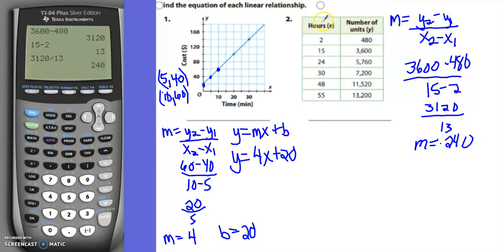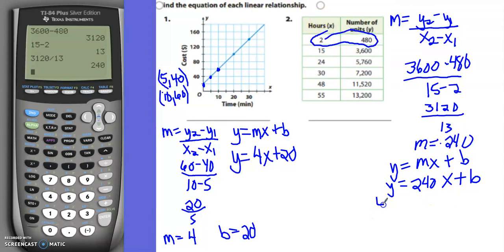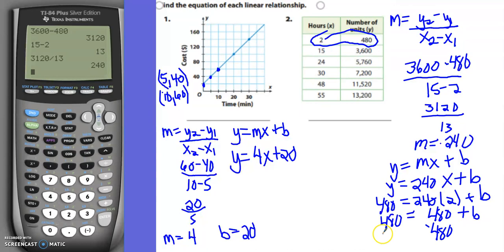It doesn't say when x equals 0, so we can do y equals mx plus b. And we can say y equals 240x plus b. Take the first ordered pair, 2 and 480. So we have 480 equals 240 times 2 plus b. 240 times 2 is 480. Then we can subtract 480 from both sides, and we get b equals 0. So if we're going to write an equation, it would be y equals 240x.